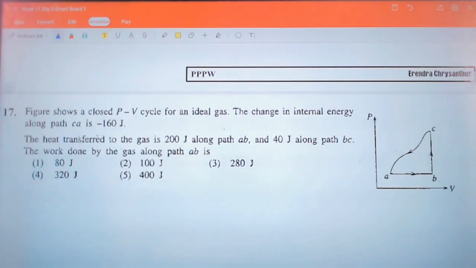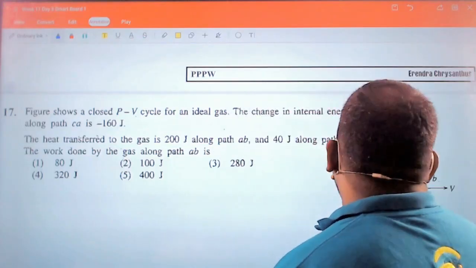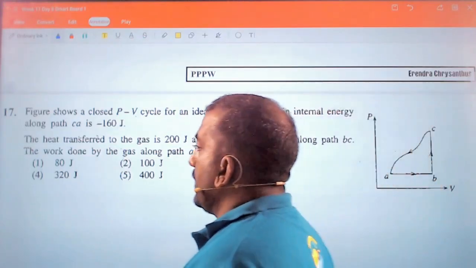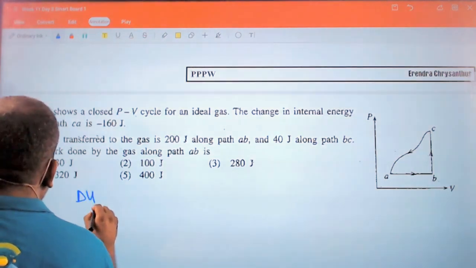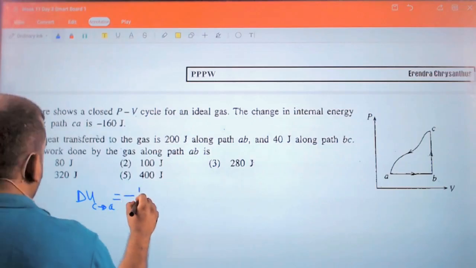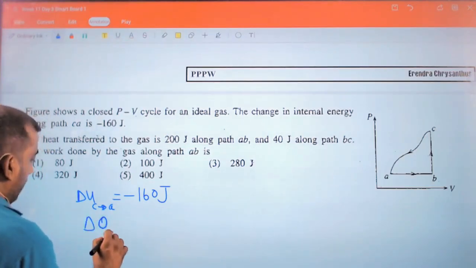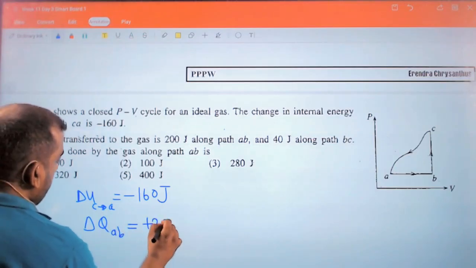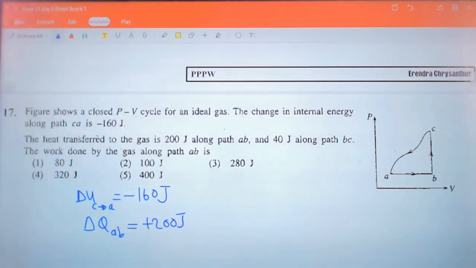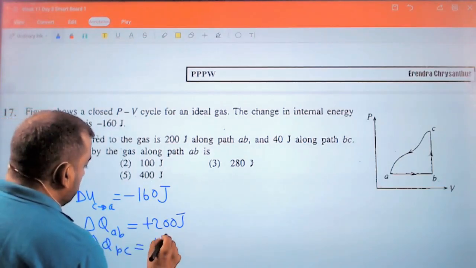The figure shows a closed PV diagram. The internal energy change in the part C to A, delta U for C to A, is minus 160 joules. The heat transferred to the gas along AB is 200 joules. Heat input is positive. And 40 joules along BC, delta Q BC is plus 40 joules.